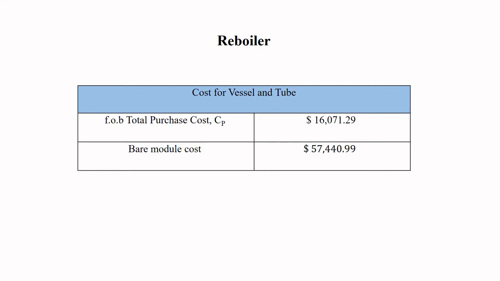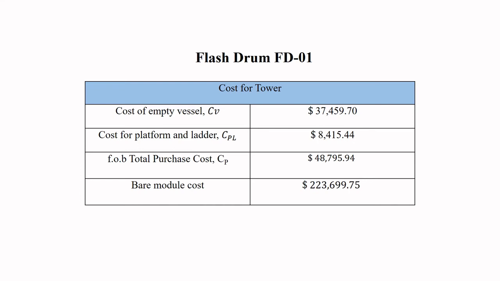So the next one is about cost for vessel and packing of a reboiler. The bare module cost of it is $57,440.99. For the cost of the flash drum, the total purchase cost FOB for flash drum FD01 is $223,699.75.